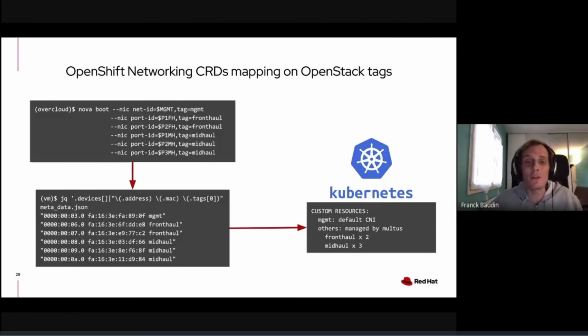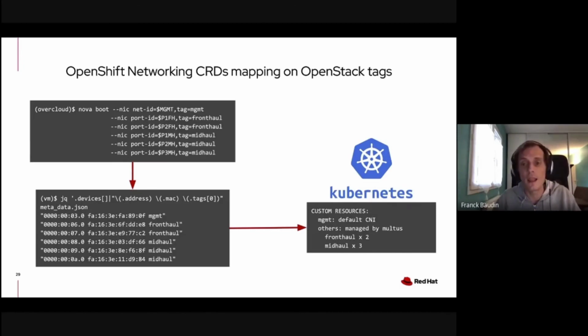The mapping between Neutron networks and Kubernetes custom resources is realized thanks to Nova device role tagging feature. Each and every port has an associated tag, which is a free string of characters. And we can retrieve the tags associated to a given Neutron port in the OpenStack metadata, as you can see on the slide. So we just need to pass the virtual machine metadata to create the corresponding Kubernetes custom resources.